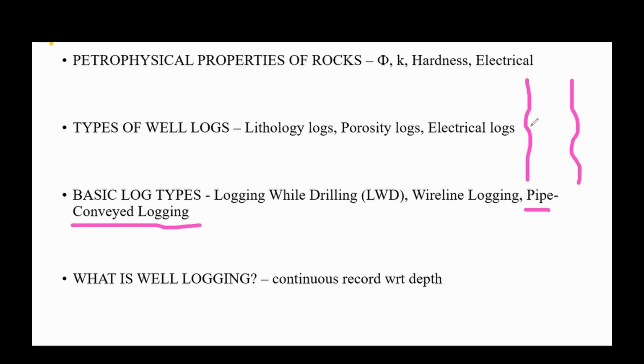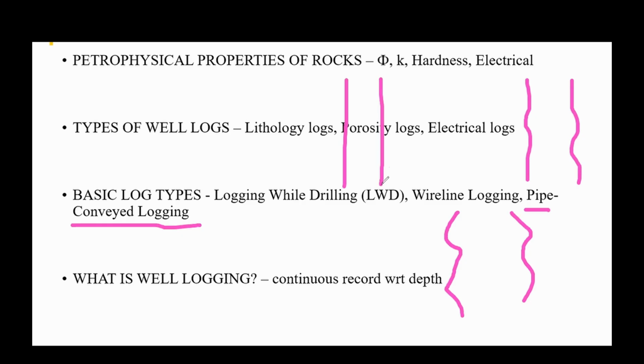An open hole will be rough in type. If you see an open hole, it will be rough like this. When you see a wavy form, that is termed as an open hole. When you see straight lines like this, it is termed as a cased hole.